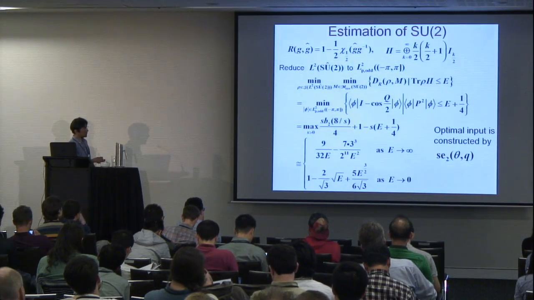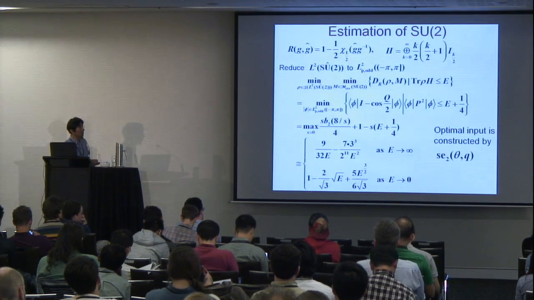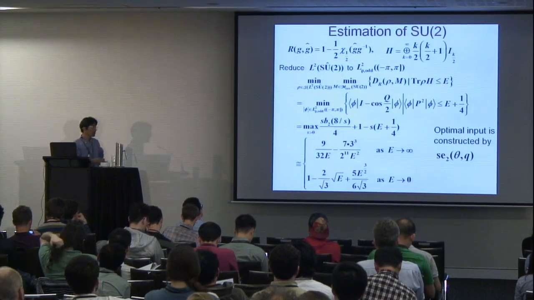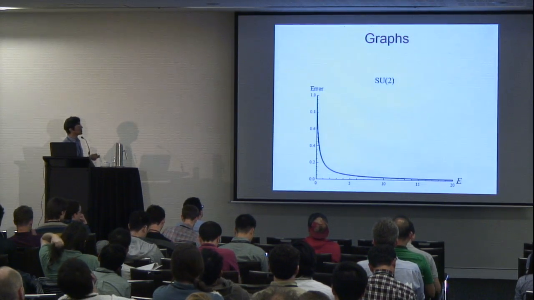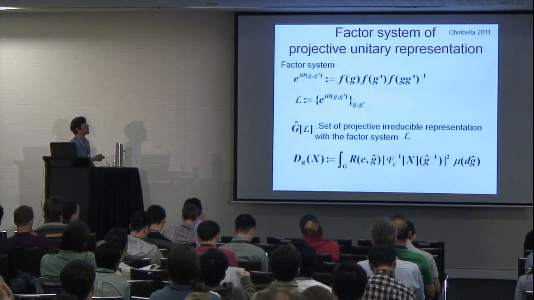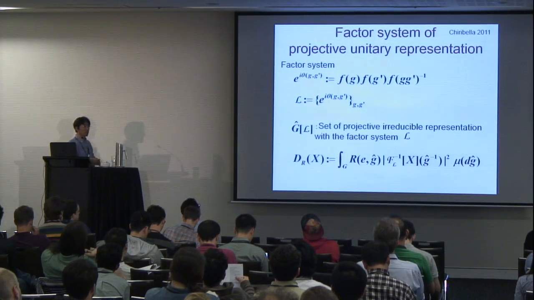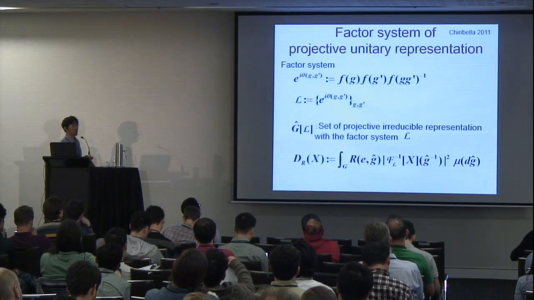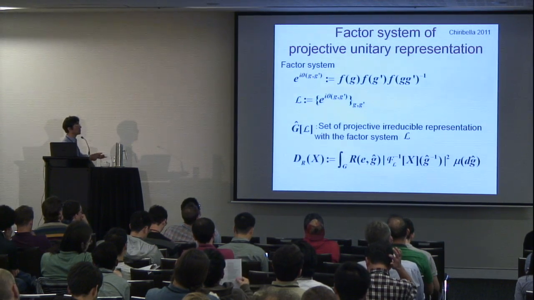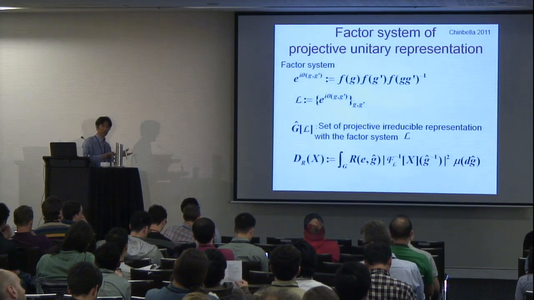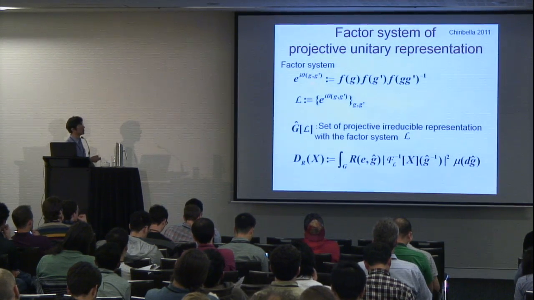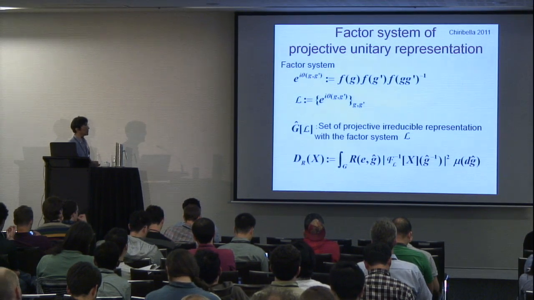In that case, the optimal value can be described by using the Mathieu function, and the minimum behaves this way. This one also behaves as the inverse of the energy, not square. Similarly, we can numerically calculate this graph in the case of SU2. Next, we want to consider a factor system of the projective, because in the case of SO3, we need to consider projective representation. In the case of half integer representation, we don't have a representation of SO3. We only have the projective unitary representation of SO3. To treat that case, we have to consider a factor system. Using this one, we have a similar result.